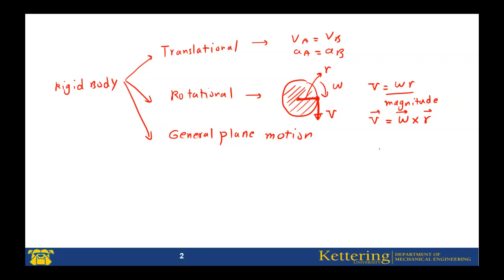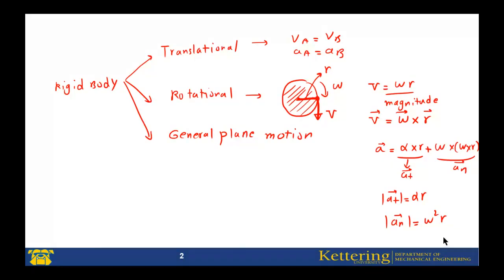Also, the acceleration that we discussed today is alpha cross product of r plus omega cross product of omega cross product of r. This is the tangential acceleration. This is the normal one. If you want to find the magnitude of these, the magnitude of the tangential acceleration, just multiply alpha by r. Or the magnitude of the normal, it is omega squared r, as it was one question in the previous slide.